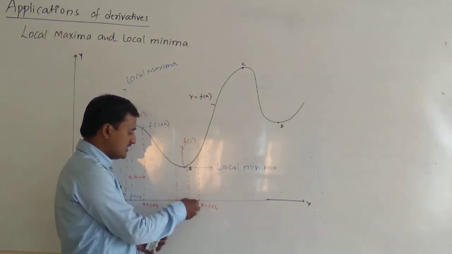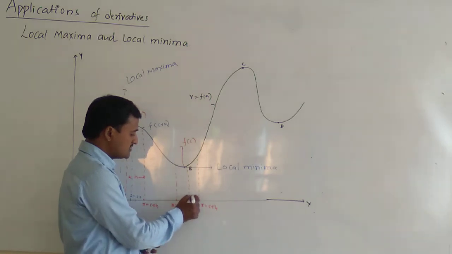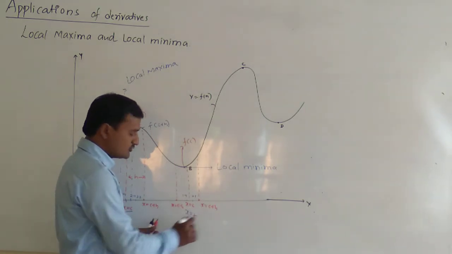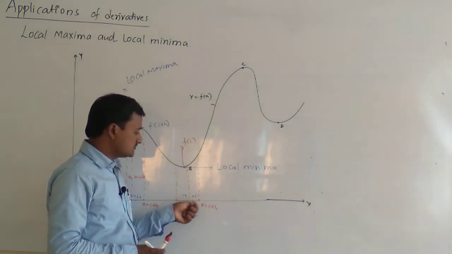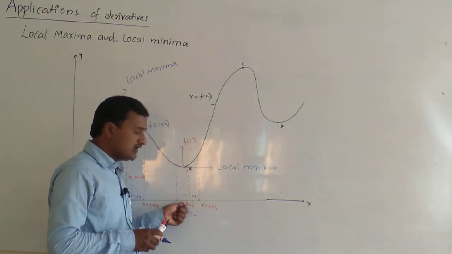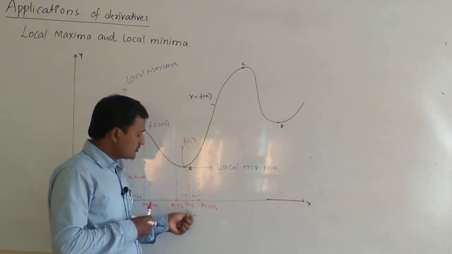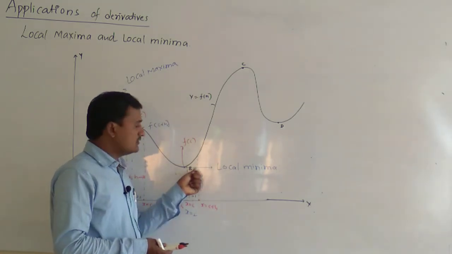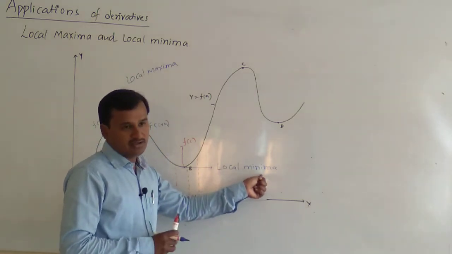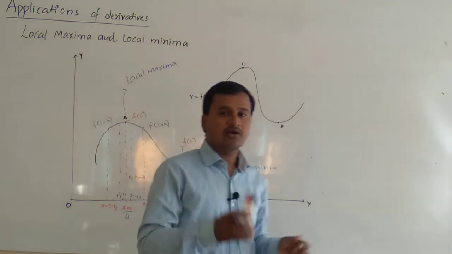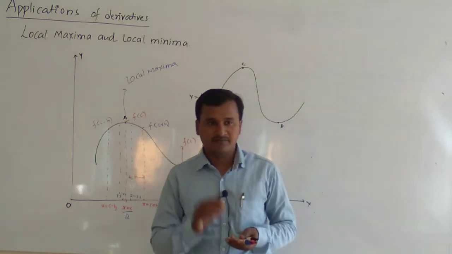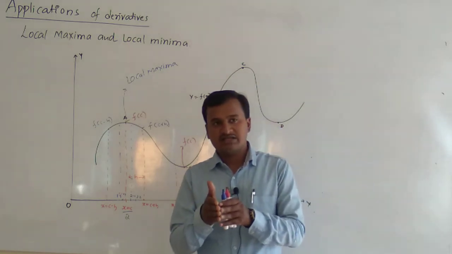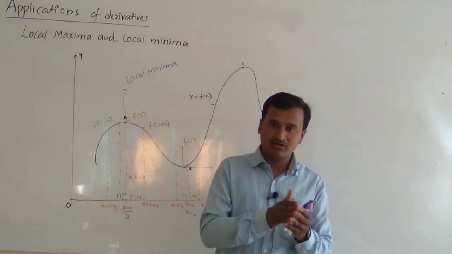So at x equal to c, here also if you take two points, 2.1 and 1.9, and the value at x equal to 2, the functional value at 2.1 and at 1.9 compared to x equal to 2 is minimum. That minimum value we call the local minima. So you should remember local maxima and local minima are related to the neighborhood points of x, that is x equal to c plus h and x equal to c minus h.